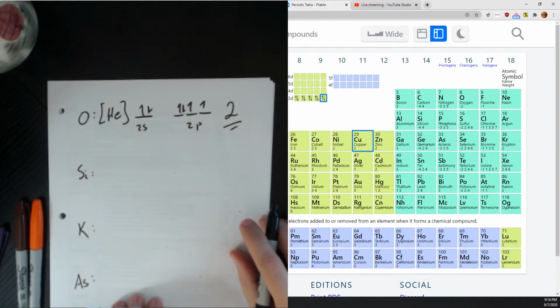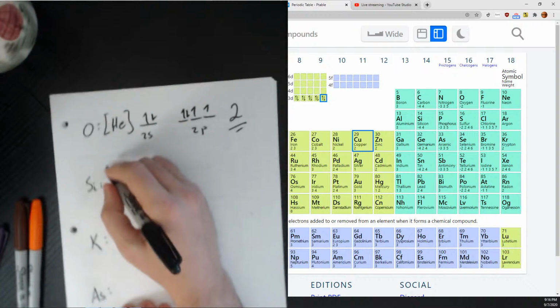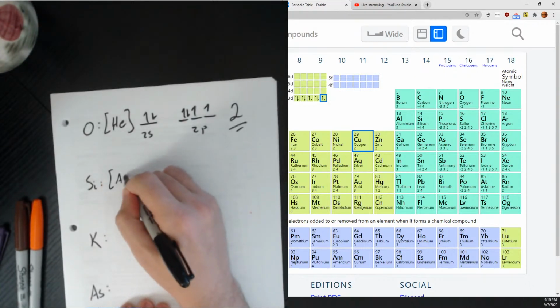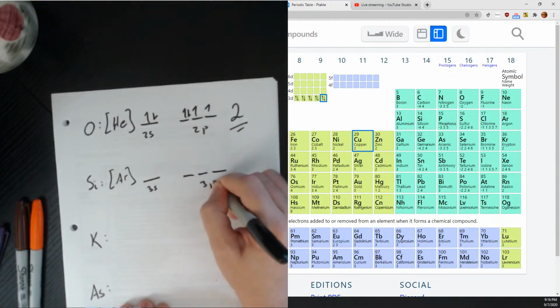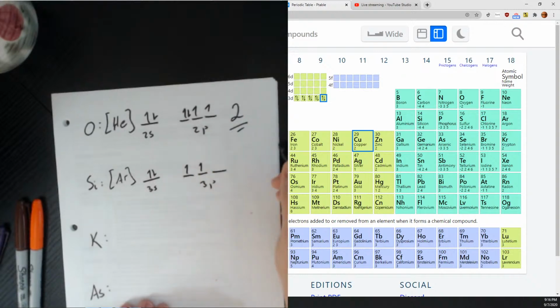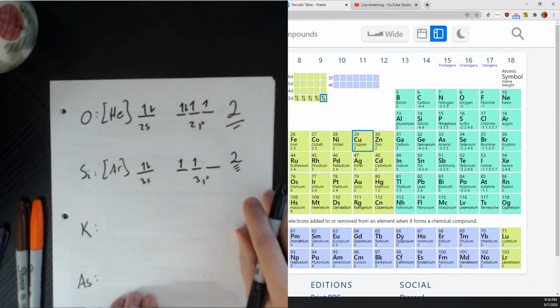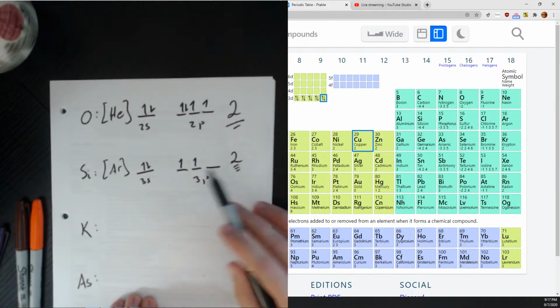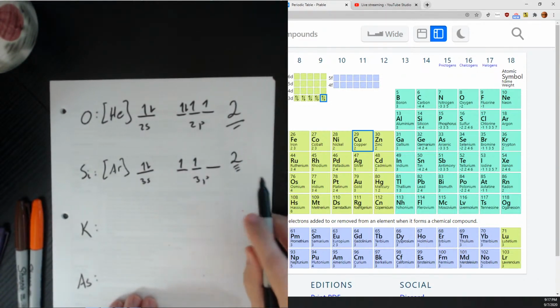How many unpaired electrons? Silicon is in the second column of the third row. So the previous noble gas is argon. 3s, 3p, 1, 2, 3, and 4. Silicon likewise has 2 unpaired electrons. It gets there via a different path. It has a different total number of electrons. So it's going to behave differently from oxygen, even though they have the same number of unpaired electrons.